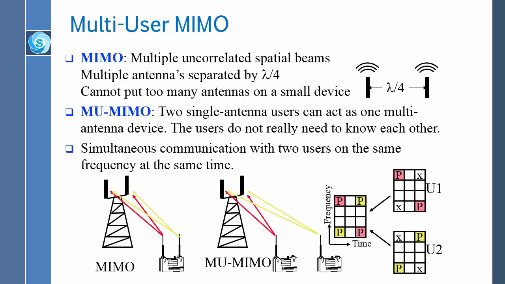Well, an advantage is increased throughput. You see, now we have a third dimension here. We have the frequency, time, and then this third dimension, which is space.